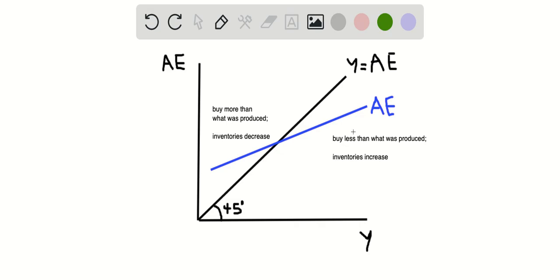And on the flip side, on the right side, we have aggregate expenditure less than GDP, right? So we bought less than what was produced in this year. So we had some left over that was produced. So inventories increased for firms, right?